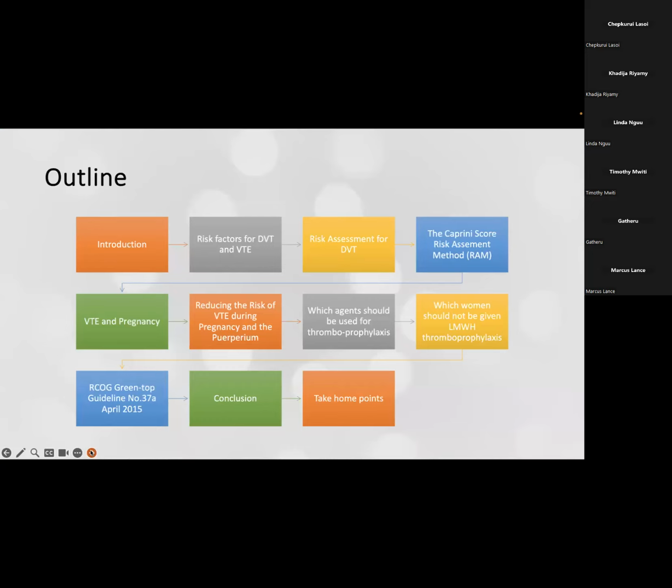That is my outline. There will be an introduction. Then we shall talk about risk factors for DVT and VTE, which is venous thromboembolism. Then we'll talk about the risk assessment for DVT. Then we are going to talk about the Caprini score for risk assessment, one of the risk assessment methods for DVT and VTE.